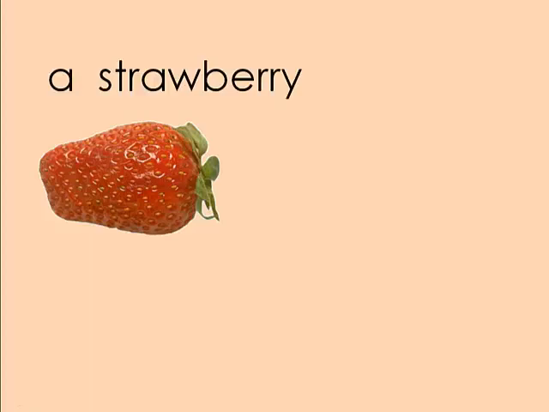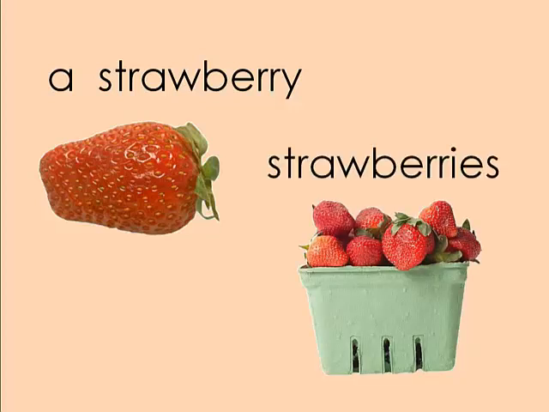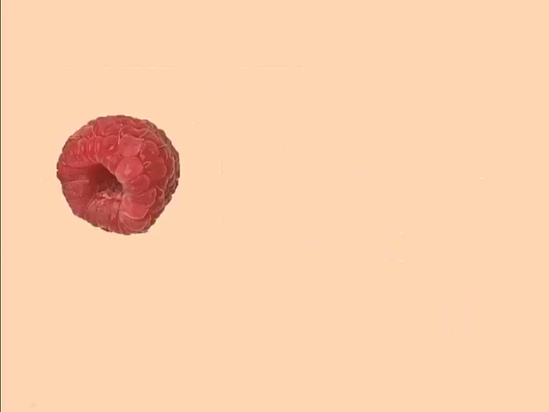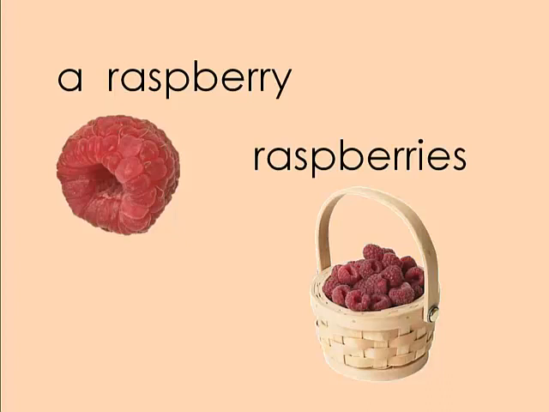What's this? It's a strawberry. Look at the last two letters, R, Y, consonant Y. So these are strawberries, IES. What's this? It's a raspberry. What are these? These are raspberries, IES.